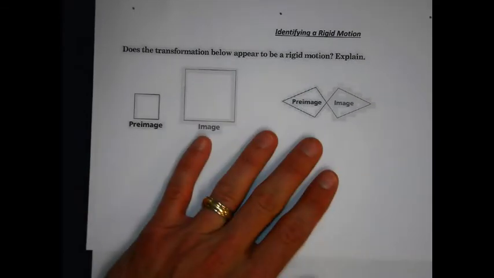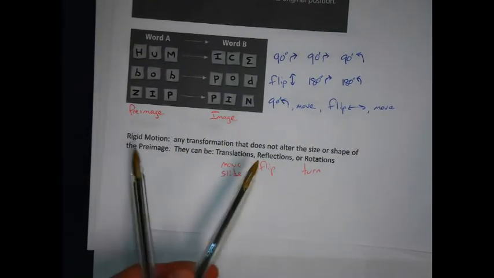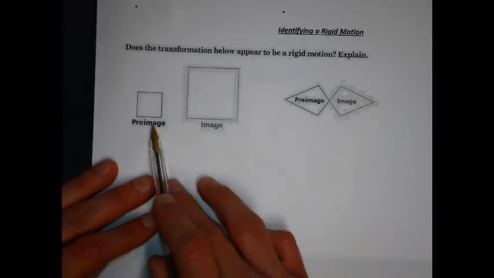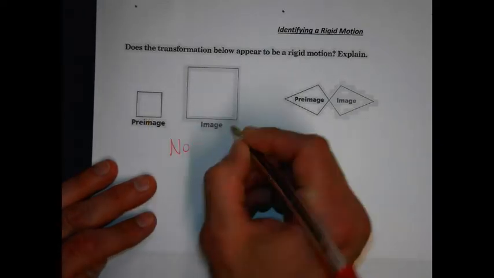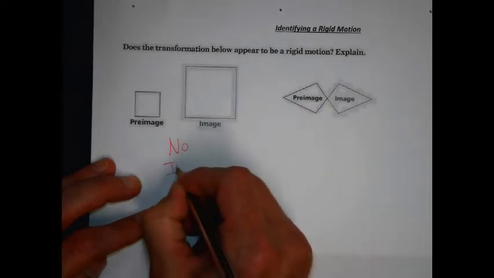So check out this example. Does the transformation below appear to be a rigid motion? Explain. Now remember the definition of rigid motion: a transformation that doesn't alter the size or the shape of the pre-image. So the first example, we had a pre-image here. Here's the image, before, after. Look at it after. It's big. It altered the size. No, right? So, no. Explain, it grew.